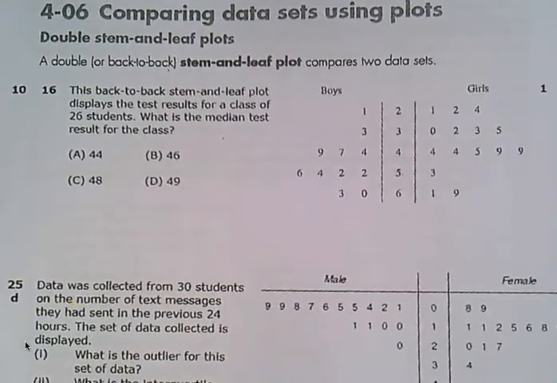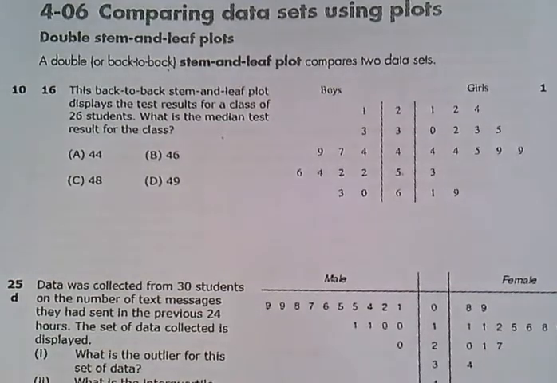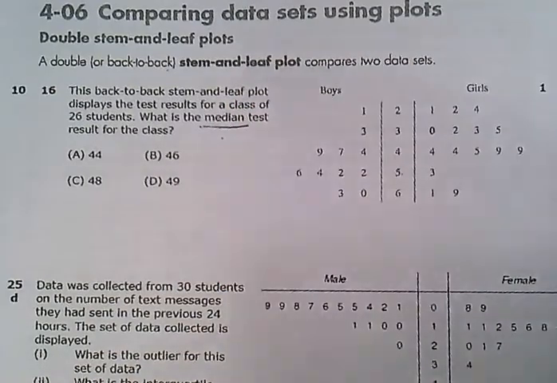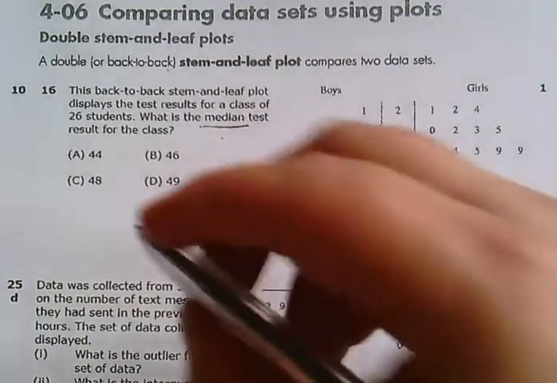The first question is, what is the median? So there's 26 students. That means boys and girls. What is the median test result for the class? For the class, not the median for the boys or the median for the girls. I'm just going to pause, have a go. Median is the middle. You have to place them all in order. We're not going to write them all out. It's multiple choice. We haven't got time.